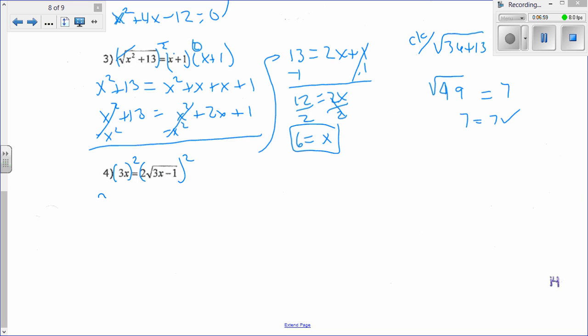So on the left, you'll have 9x squared equals, on the right, you'll have 4, and then parentheses, because the square and the square root will cancel each other out, 3x minus 1. Close parentheses, so I have 9x squared equals, distribute, 12x minus 4. Get it equal to 0. 9x squared minus 12x plus 4 equals 0.